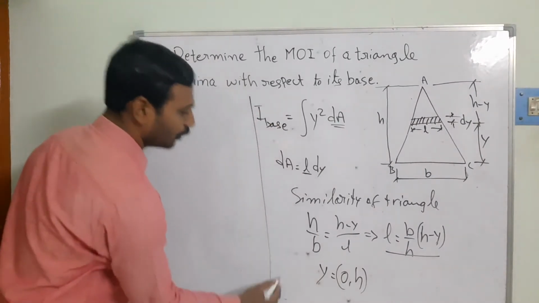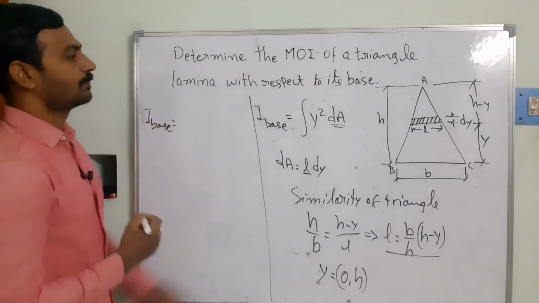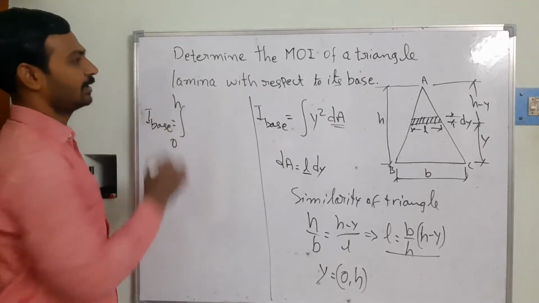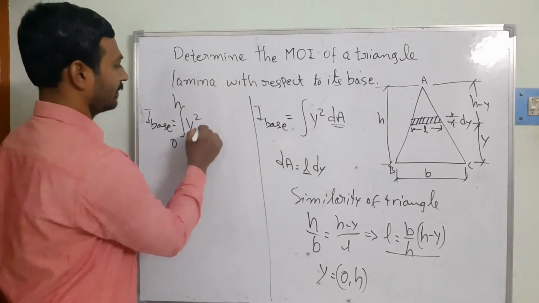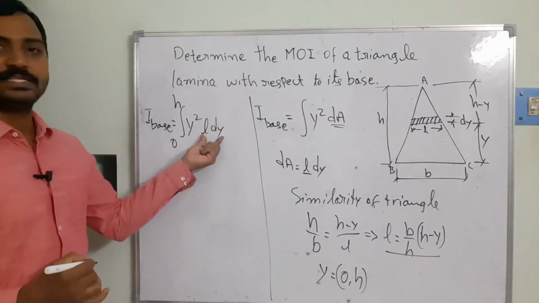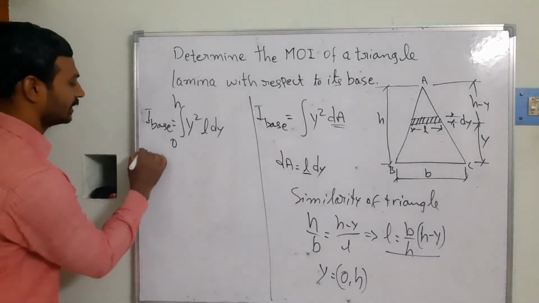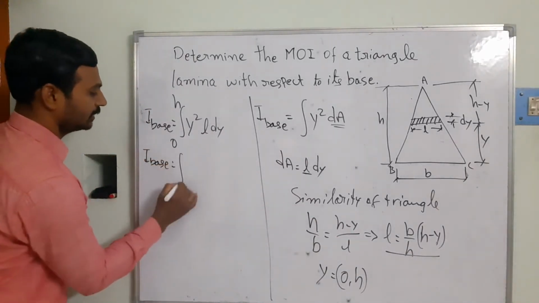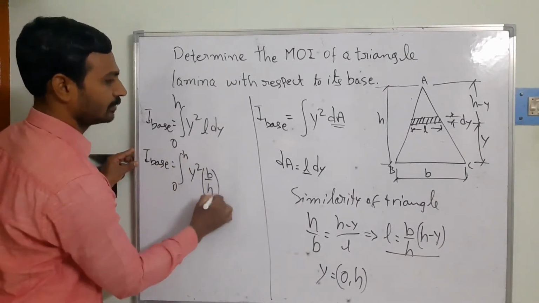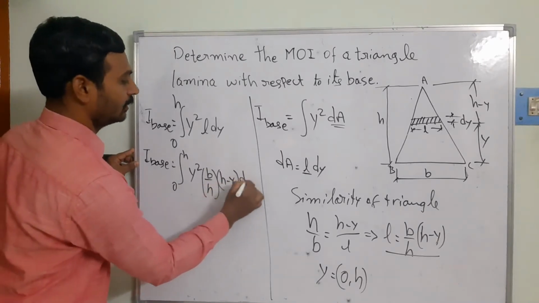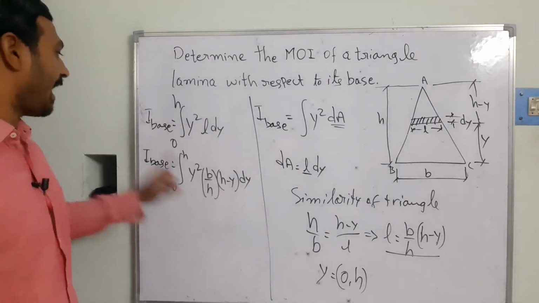Now I am going to substitute in this equation. I base is equal to the integral from 0 to h, with y square taken as it is, and dA is equal to L into dy. So L into dy is your elemental strip. Then what is the L value? I substitute this value. So I base is equal to the integral from 0 to h of y square, L is equal to b by h into h minus y, into dy. I am going to simplify here. The b and h are constants, so I take them out.